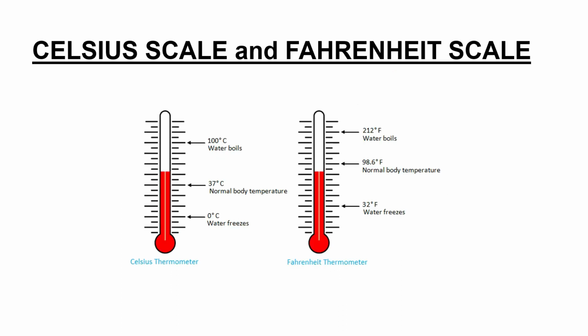Now let us see the Celsius scale and Fahrenheit scale. In the Celsius scale, you can see that the steam point is 100 degrees Celsius. In the Fahrenheit scale, the steam point is 212 degrees Fahrenheit. The ice point is 0 degrees Celsius in the Celsius scale, and in the Fahrenheit scale, it is 32 degrees Fahrenheit. You can see the normal body temperature is 37 degrees Celsius in the Celsius scale and 98.6 degrees Fahrenheit in the Fahrenheit scale.